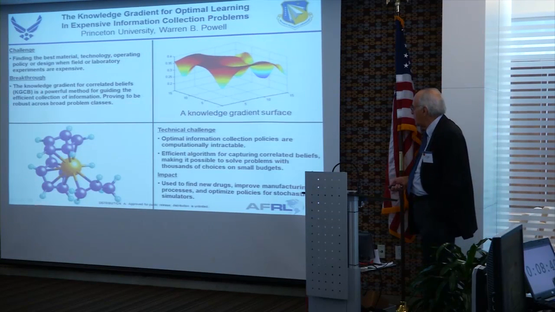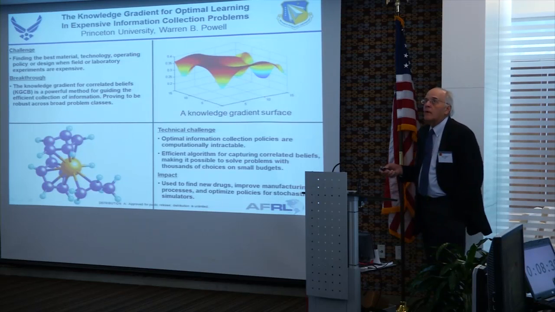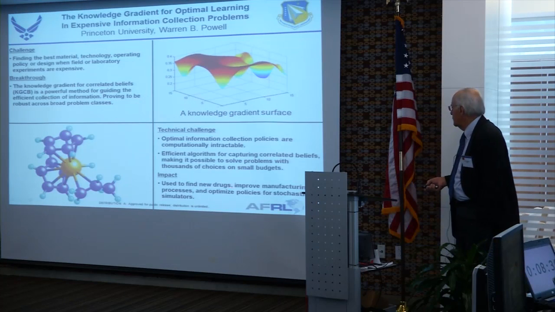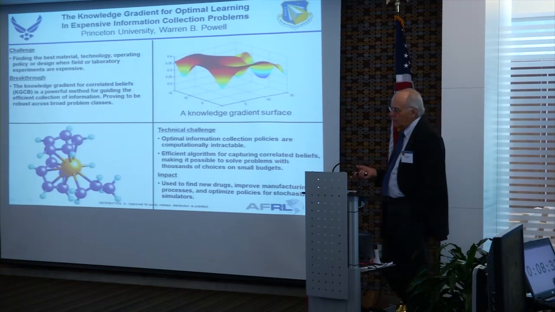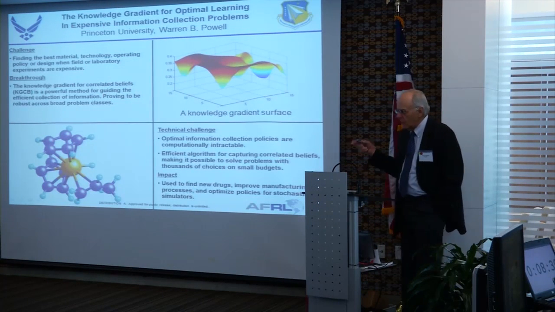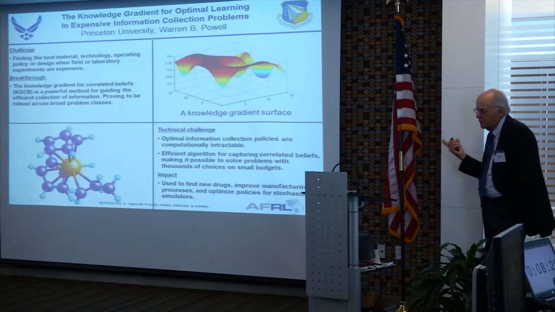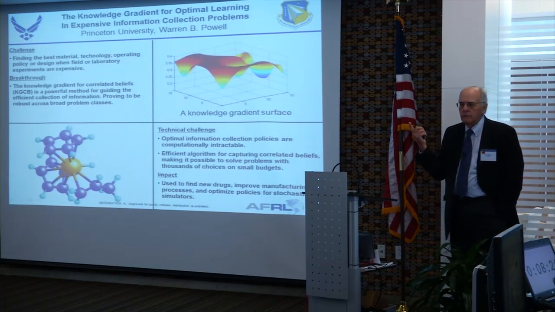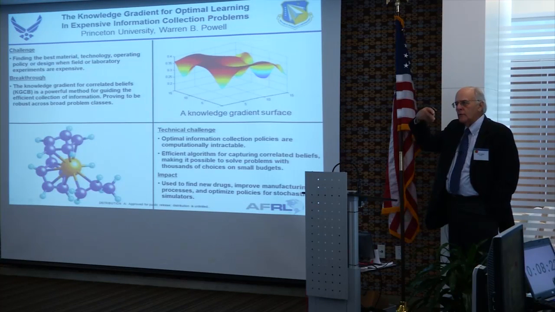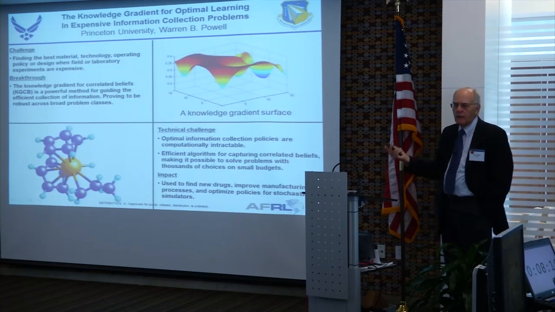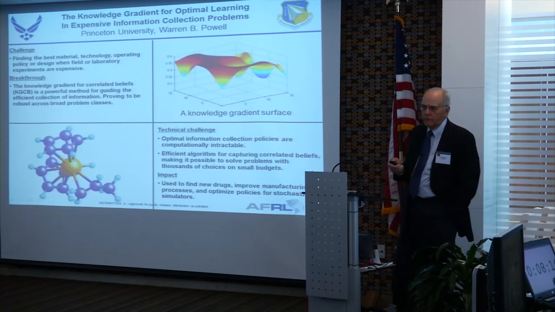And right here, if I remember right, they were doing some drug design, and they would have hundreds of thousands of possibilities, and they were able to get an optimal design in a few hundred experiments. So they reduced it from total enumeration of several hundred thousand possible combinations to maybe a few hundred combinations to get the optimum.